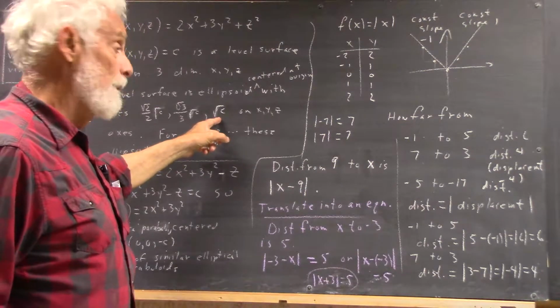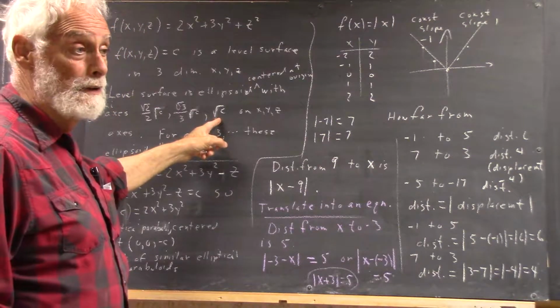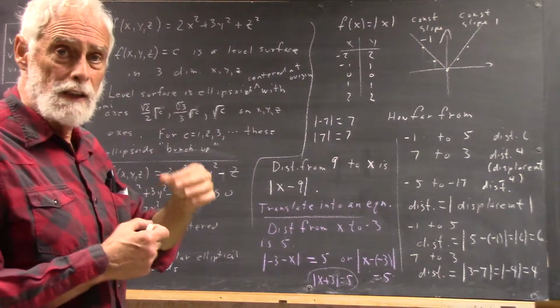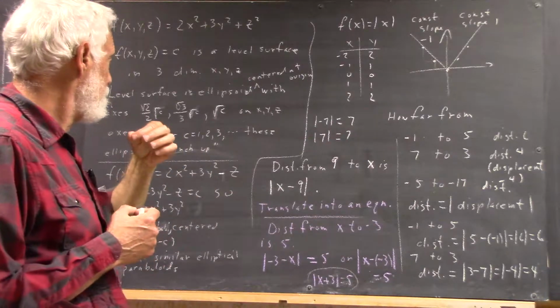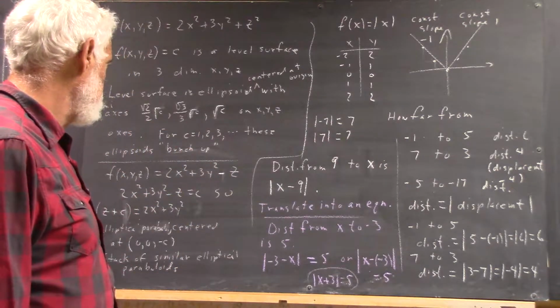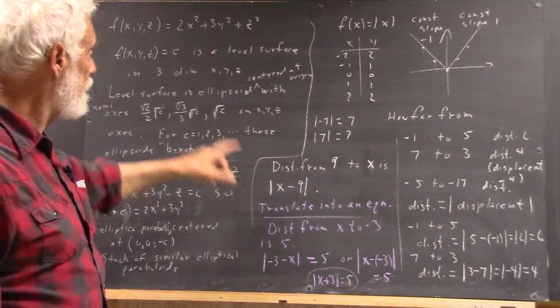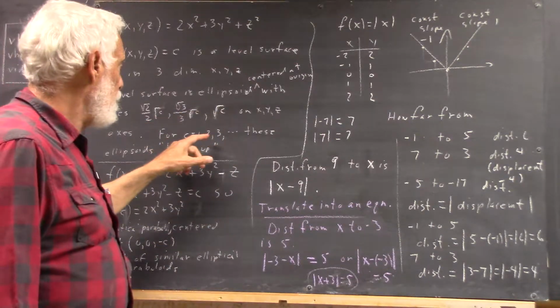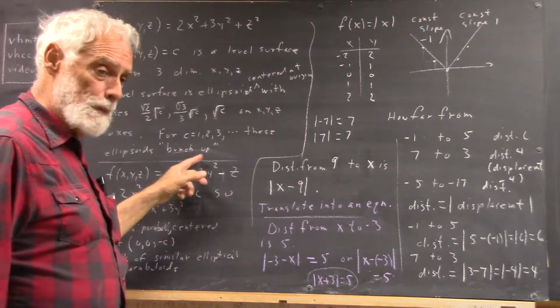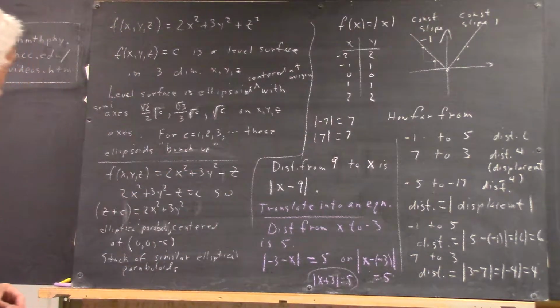Because if the semi-axis is 10, c needs to be 100. If it's 11, c needs to be 121. We'll have 11 semi-axes corresponding to integer c. So, as c increases by integers, we see that the ellipsoids bunch up. I don't want to try to draw that.